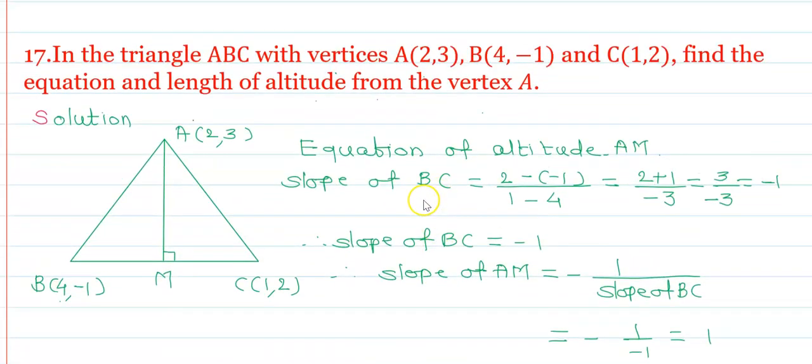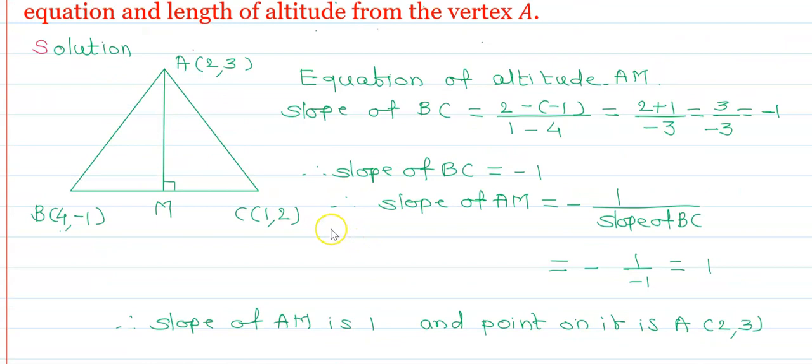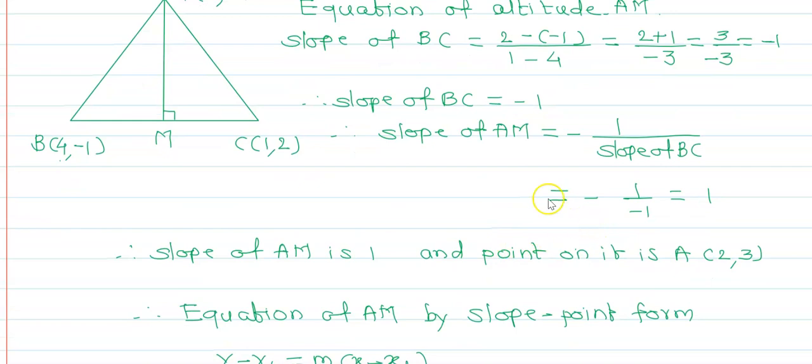First we find the equation of the altitude, but before that, the altitude is perpendicular to BC, and that's why we find the slope of BC. It is minus 1, and then the slope of AM is the negative reciprocal of minus 1. Therefore, the slope of AM is 1. Now the slope of AM is 1, and the point on it is (2, 3).